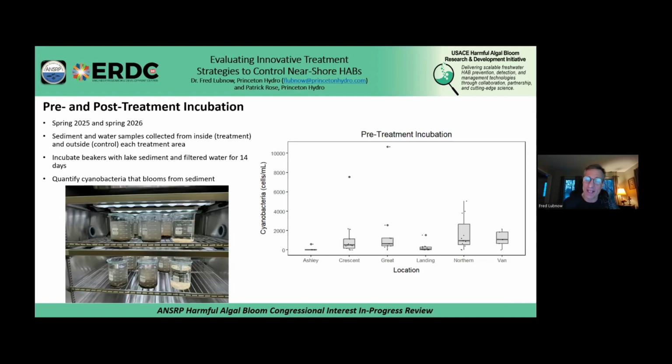So the first thing we did last year about this time was we collected water and sediment samples and we incubated them. This is just showing you what the incubation looks like, and this is showing you the pre-incubation data. We want to compare the pre-treatment incubation data to the post-treatment incubation data. The reason we're doing that is we're trying to identify, did these treatments have a positive benefit of reducing the amount of overwintering cyanobacteria cells over that sediment water interface? So that's just showing you some of that data.